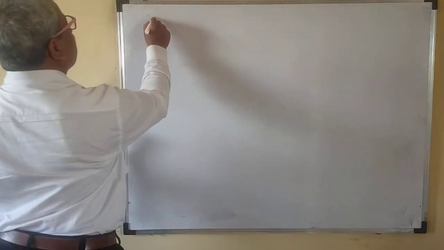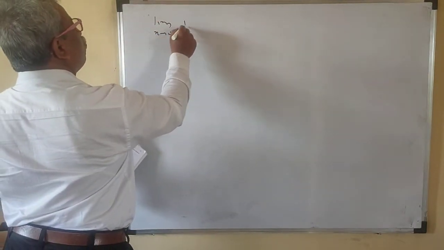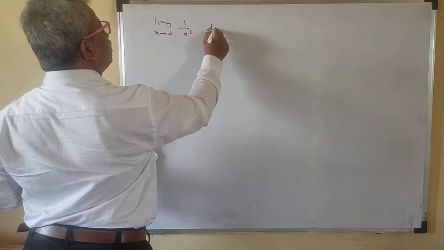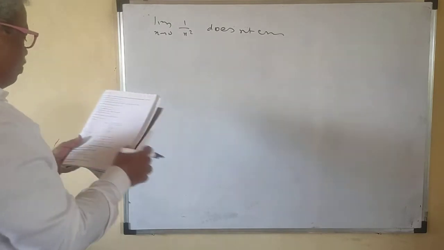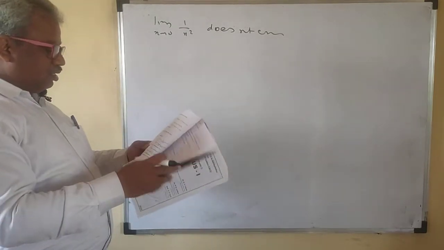Okay. So similarly, the limit as x tends to 0 of 1 upon x square also does not exist. Does not exist. So that also you should remember. This is also obvious.